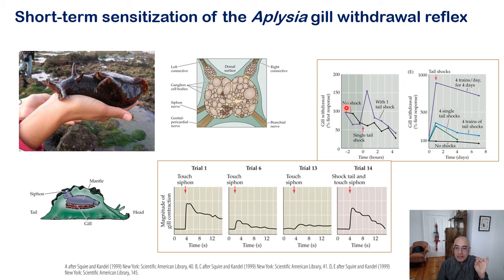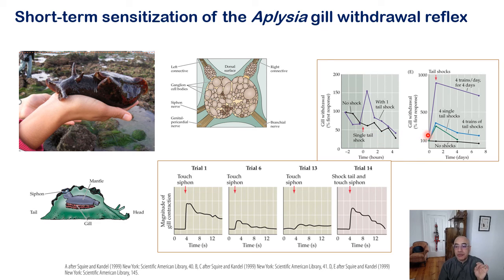Sensitization is shown in the graph here. So here is the magnitude of the gill withdrawals. Gill withdrawal and siphon withdrawal are the same thing because they're connected to each other. So without a shock, the amplitude of the retraction goes down and down as you touch the tail. But if you give it a tail shock, then you get a much bigger amplitude, but then it returns back to the baseline of the control.